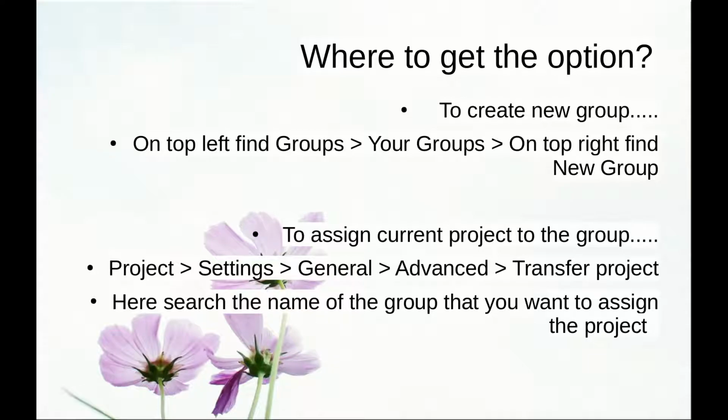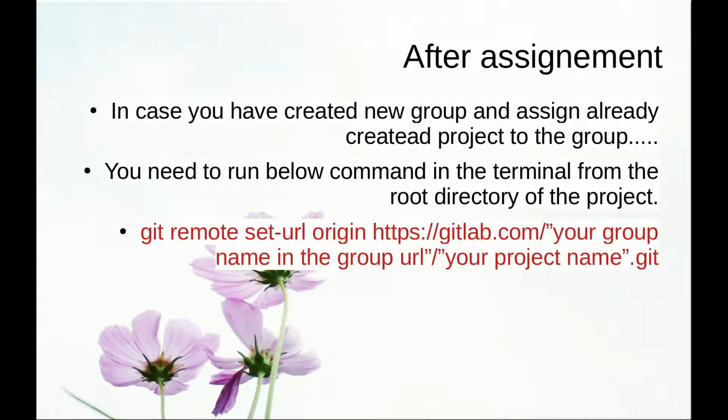On clicking that option, you will be able to create a new group. To assign a current project to the group, you need to go to a particular project, settings, general, advanced, transfer project. And in that box, you need to search for the group to which you want to assign the project. If you have created a new group and assigned already created projects to that group, you need to run a particular command in the terminal from the root directory of the project.